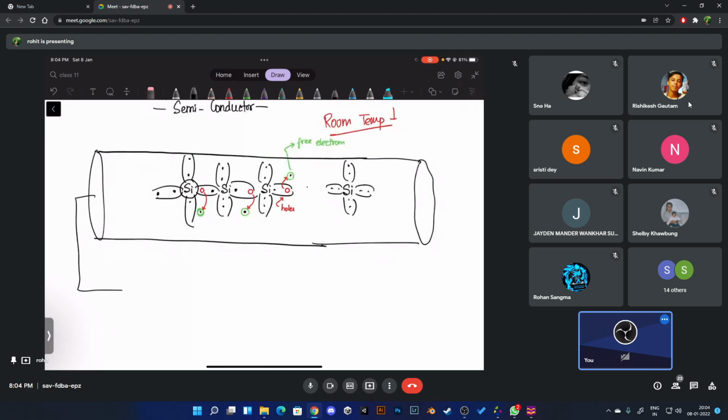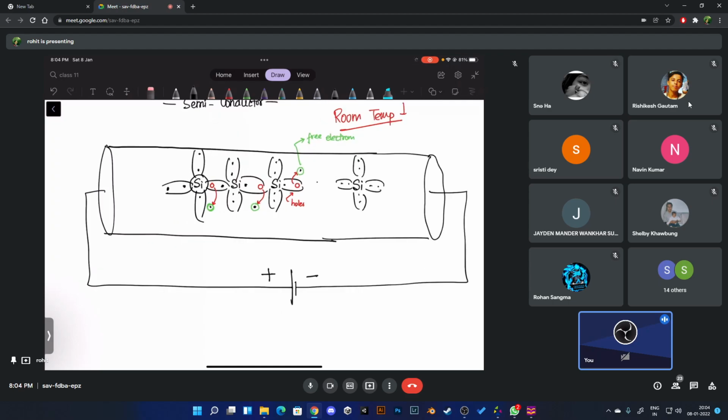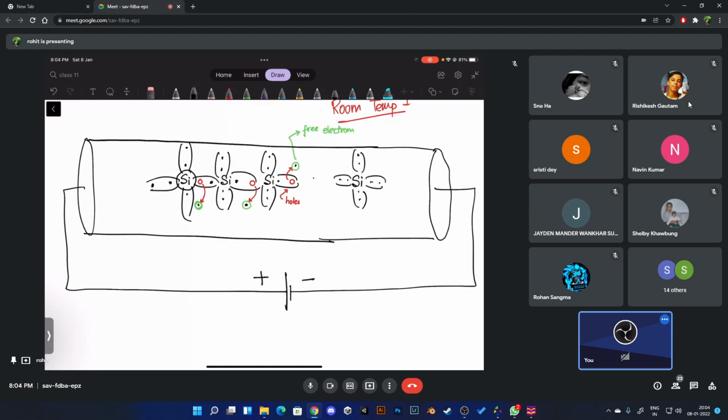Again, I have to come and apply what, guys? Potential difference. Now looking at this potential difference, will the electrons move to the left or the right? This is plus and this is minus. The free electrons, like this one, will move where, guys? To the left. This will also move to the left. This will also move to the left.